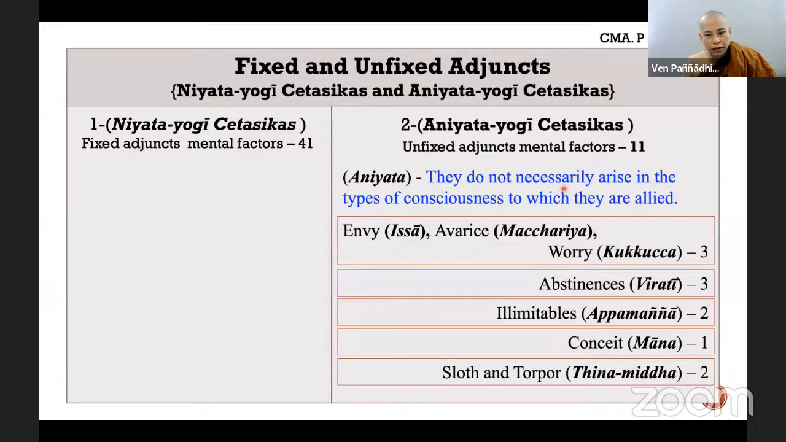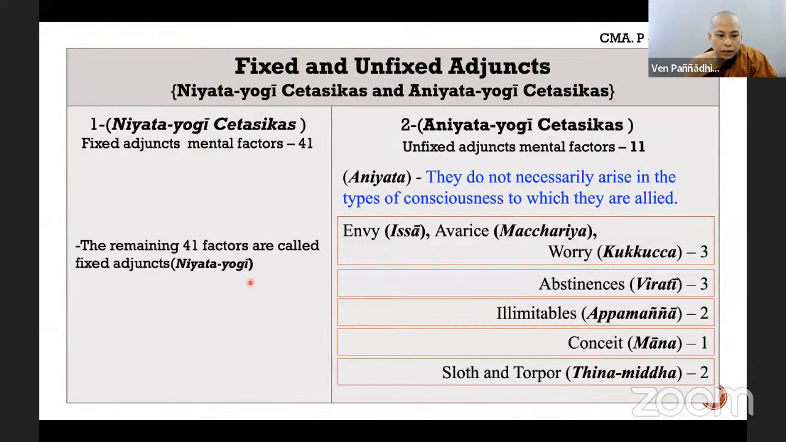So in this way, we can say they do not necessarily arise. That's why we call this Aniyata, right? Sometimes or occasionally arising is called Aniyata. Another one, Nana, means these three are mutually exclusive. So in the next slide we can classify. The remaining 41 factors are called the fixed adjuncts because they always arise together with their associated consciousness.